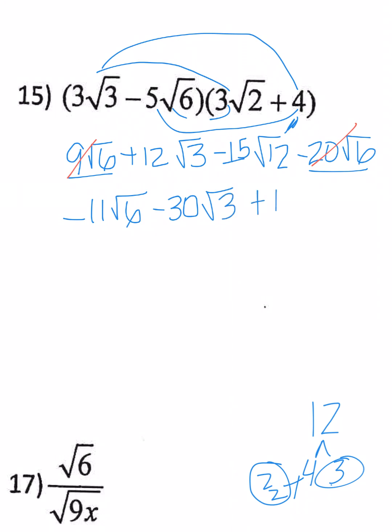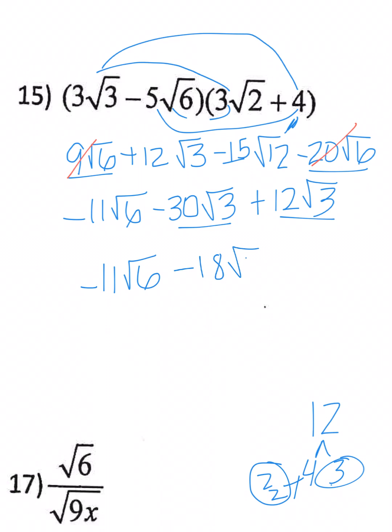And I'm going to go ahead and rewrite my 12 radical 3. And then I recognize that these two guys can also be combined. So I'm going to rewrite my negative 11 radical 6. And then I'm going to say negative 30 plus 12, which is negative 18 radical 3.